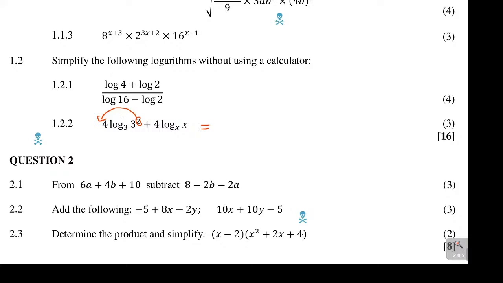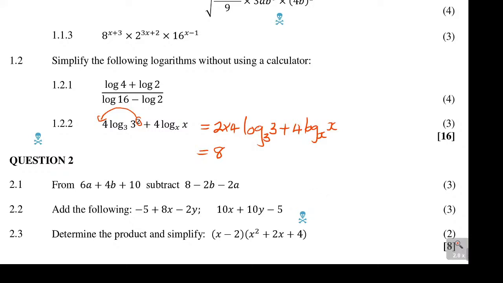So again, coming back to this, what am I saying here? You see this 2, it will drop down to 4. Don't forget that. It doesn't become 24, it becomes 2 times 4 log base 3 of 3 plus 4 log base x of x. Now, 2 times 4, you get your 8. Now, log 3 of 3 is 1. You can test that with your calculator. There is a law for that.